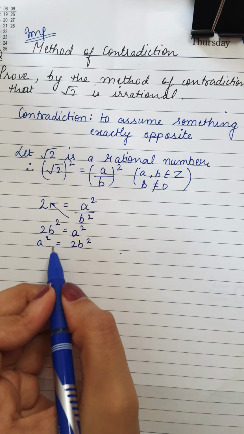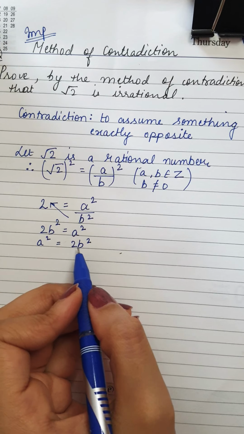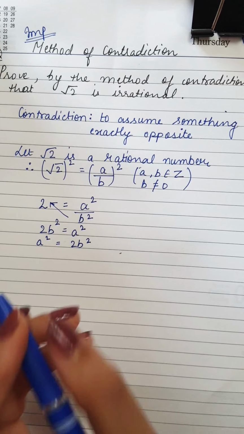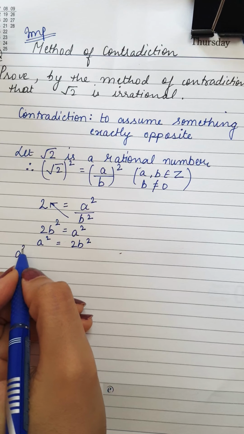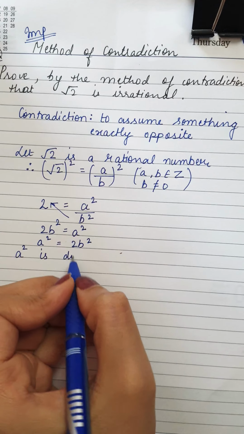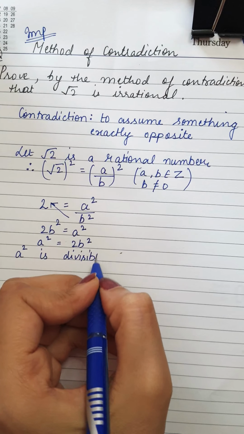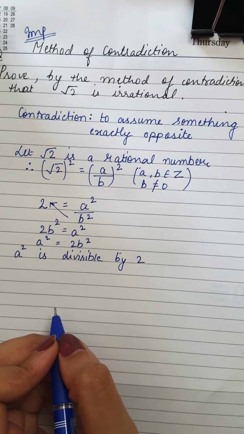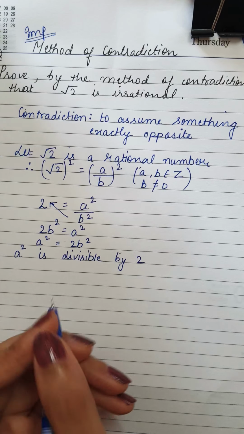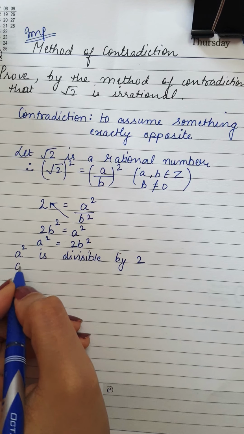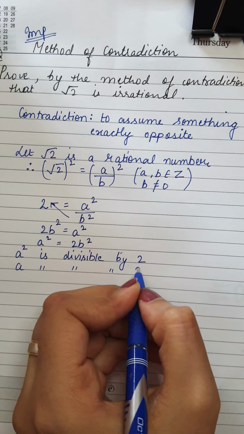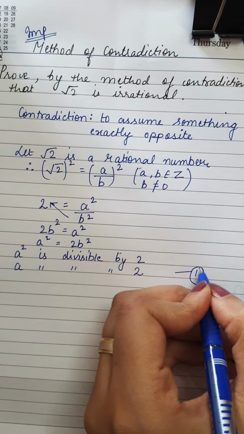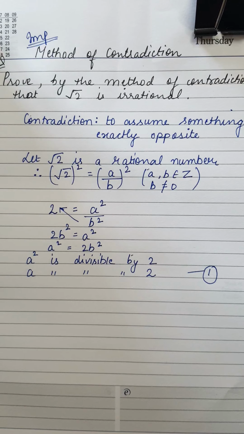Now a² is written as 2 into something. That something does not matter, whatever it is. So can I say from here that a² is divisible by 2? And from the important points that we had just discussed, I can say its square root, a, is divisible by 2. I can say that. Now let this be equation 1. Till here I hope it is clear to everyone.